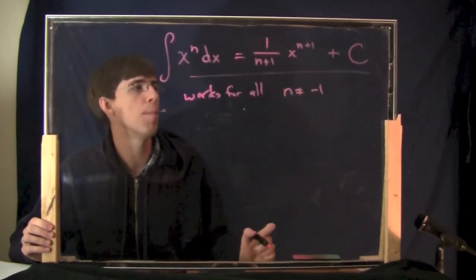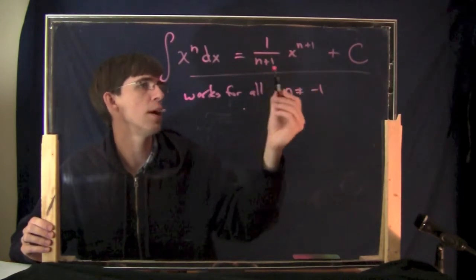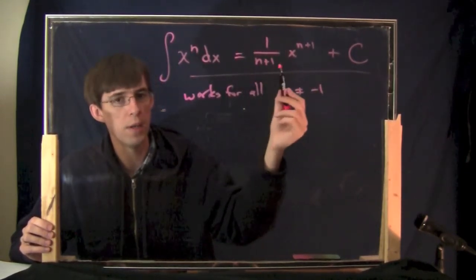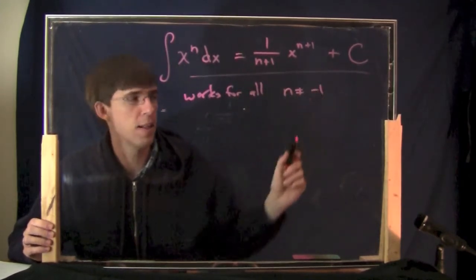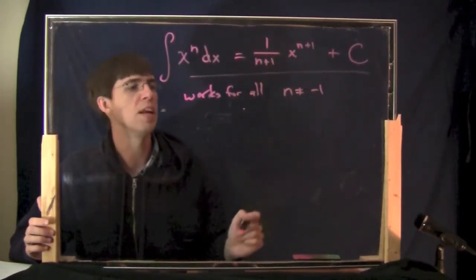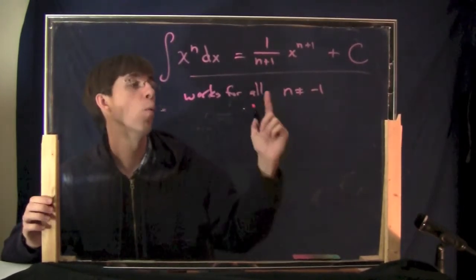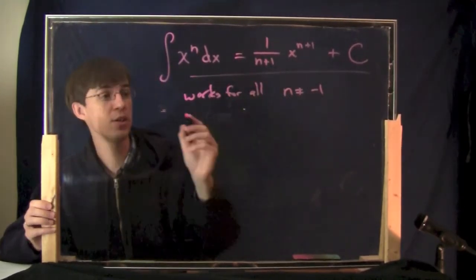What's the problem with n equal -1? The problem is if you were to try and do this when the n was a -1, you would end up with a 1 over 0 right here. And so this formula cannot be valid because 1 over 0 doesn't mean anything. So this formula works for all n's which are not -1. When the n is a -1, there's a special formula.